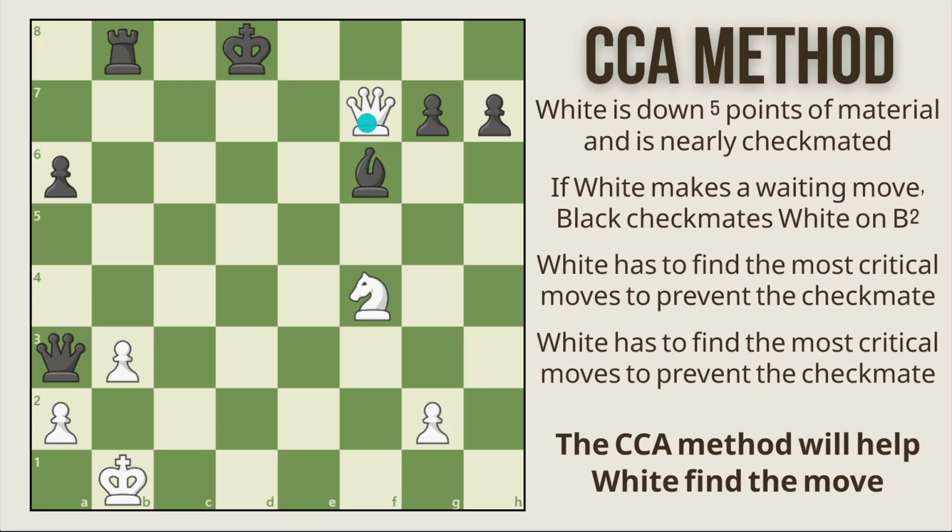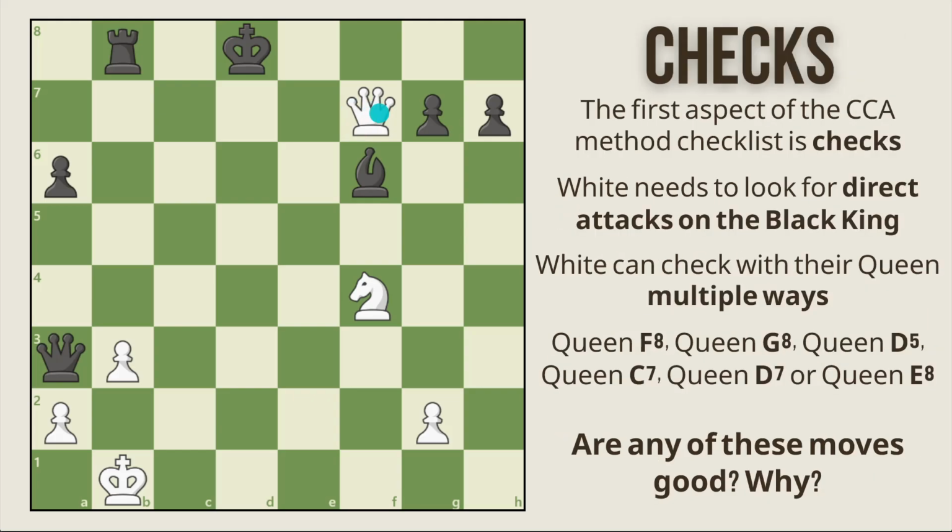So if we look at this queen, okay, this queen can check the enemy king a bunch of different ways. It can go here, here, here, here, here, or here. It can go here as well. All of these are checks, right? They're the most forcing moves with the queen.